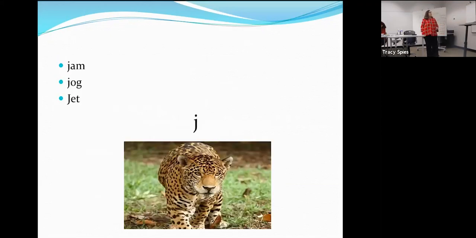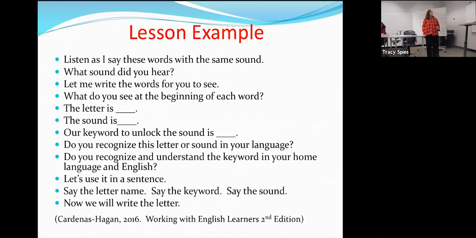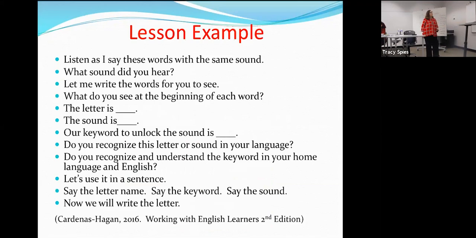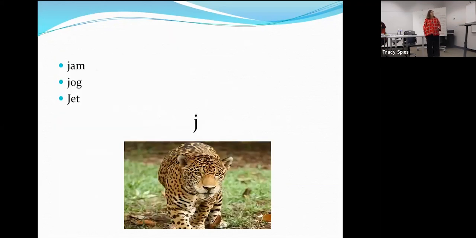Do you recognize that word in your Spanish language or in your home language? Do you recognize this sound? Do you have this sound in your native language, right? What about the key word, jaguar? Do you have that word in your language? Turn to your partner and say a sentence. Use the word jaguar in the sentence.